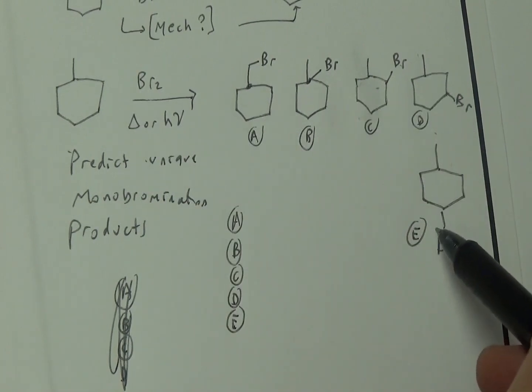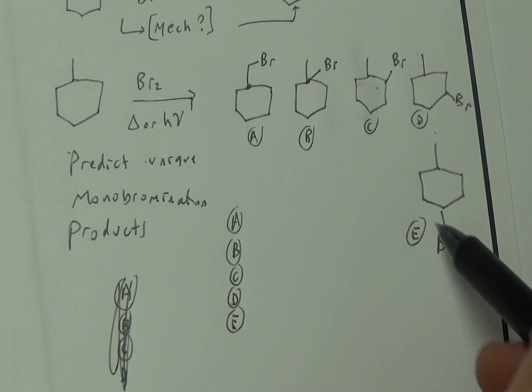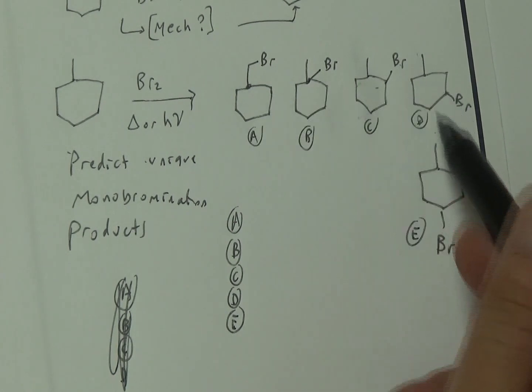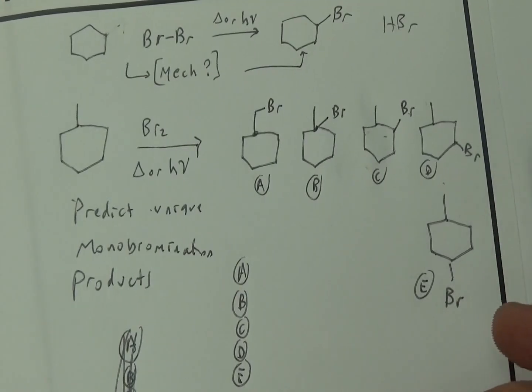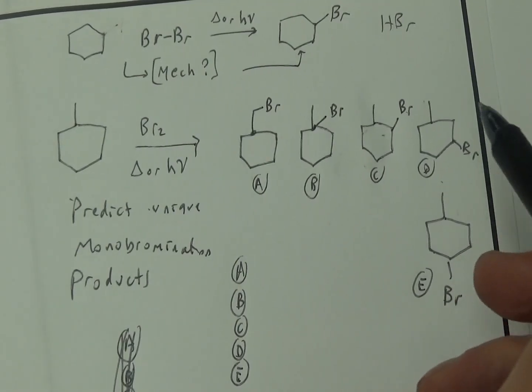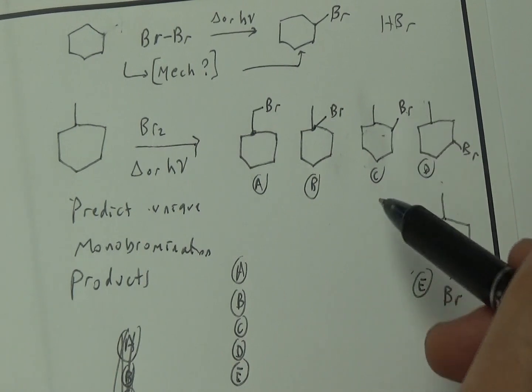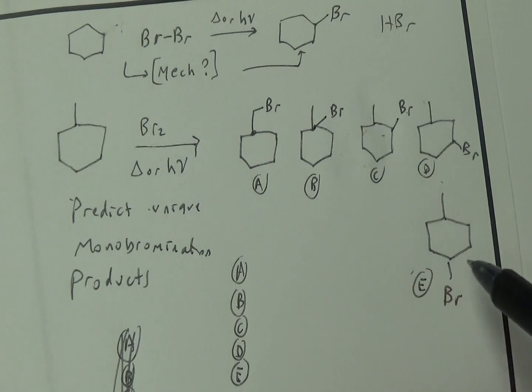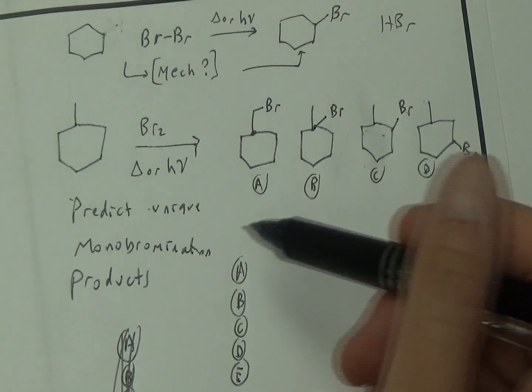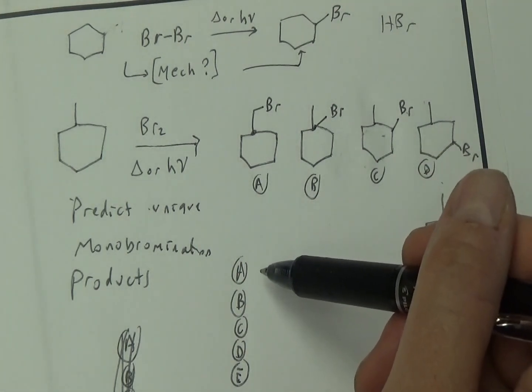That's usually the goal, is to figure out which of these is going to be produced in the most quantity, and we can do that really easily, given the probability that we determined for primary versus secondary versus tertiary bromination, right? So what was the first thing we did? We did this kind of problem last time.